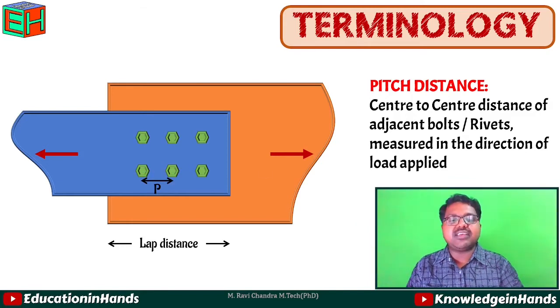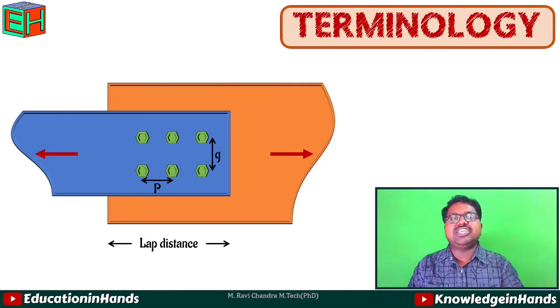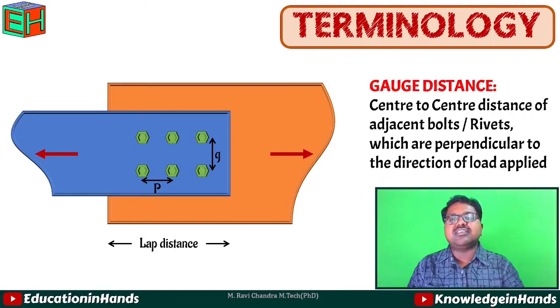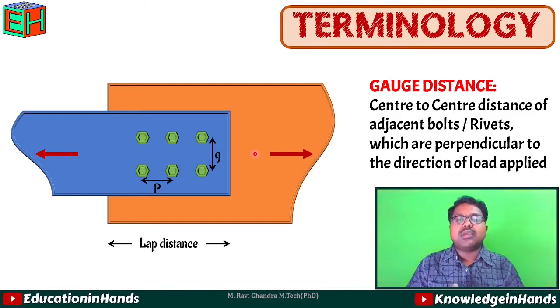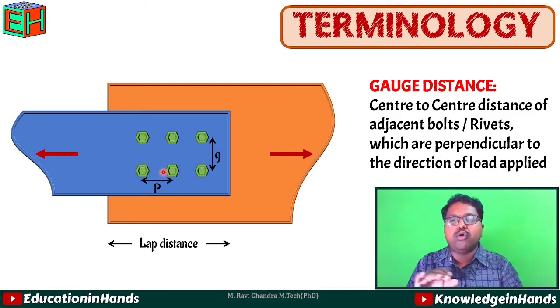Then the next one is gauge distance, G. Gauge distance is also the center to center distance between two bolts, but in the direction perpendicular to the load applied. So if it is in the direction of load, then it is called pitch distance. If it is perpendicular to the direction of load, it is called gauge distance.